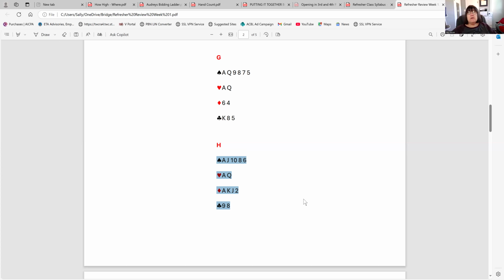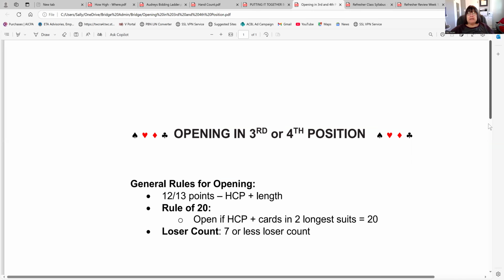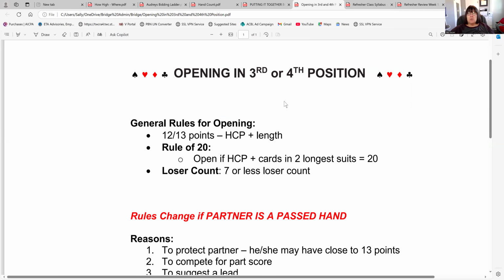Okay, then we have one other thing that we wanted to talk about in this first class, and that is focusing more on just the opening bid itself. And so I want to talk about specifically opening in 3rd or 4th position. So that's been pass, pass, then it's your turn. Or pass, pass, pass, and it's your turn. But first, let's talk about the general rules.